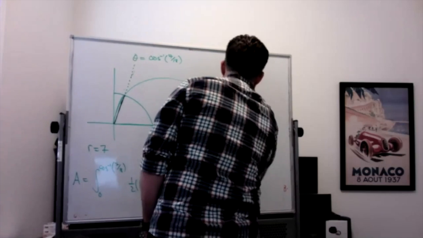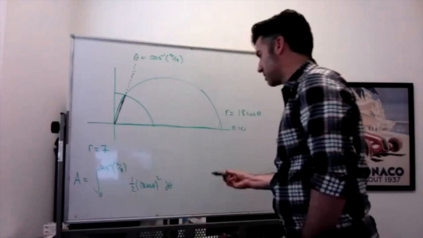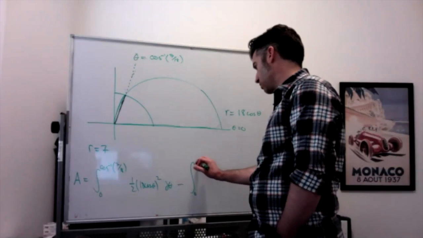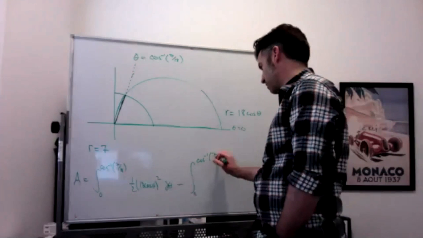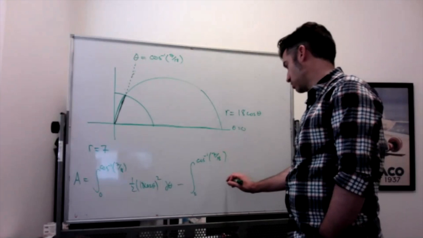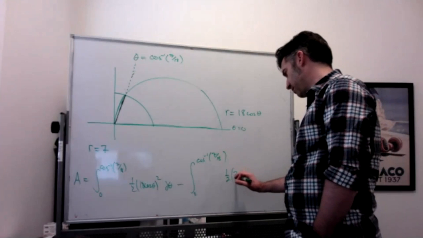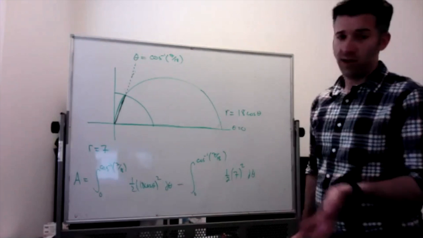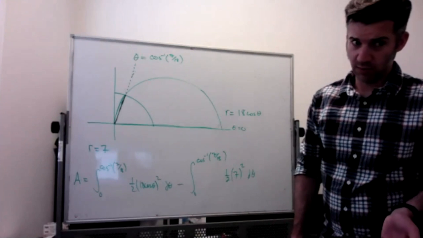Minus the integral from 0 to inverse cosine of 7/18 of 1/2 7 squared d theta. And really, we totally could have written this as one integral.